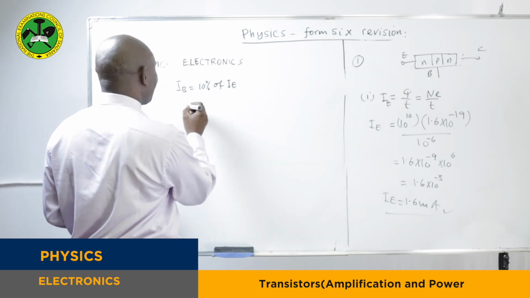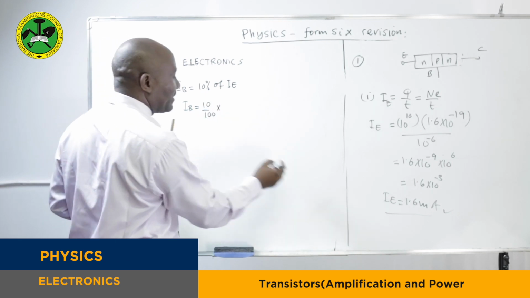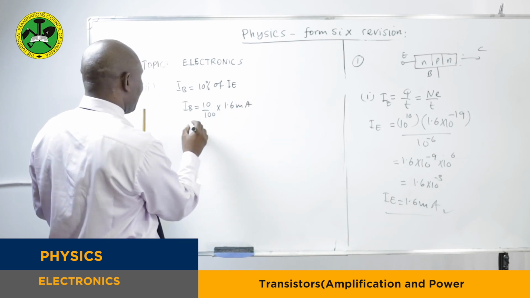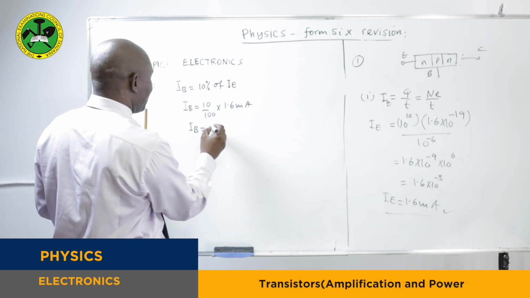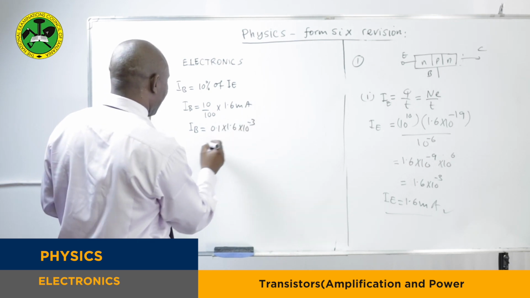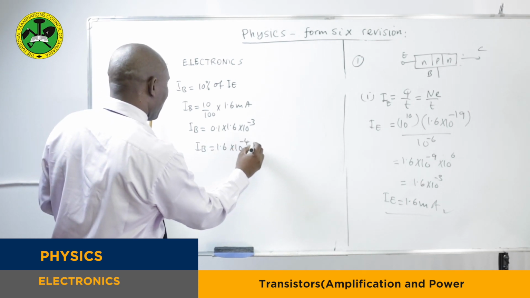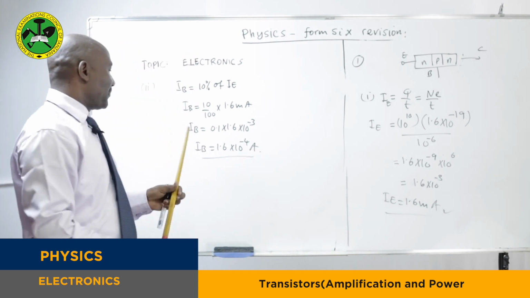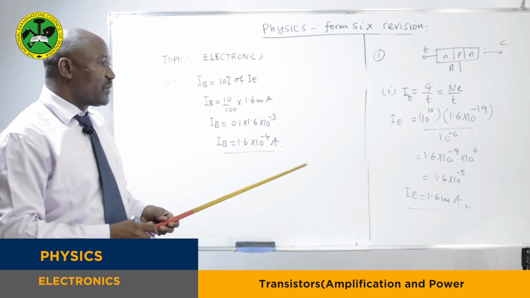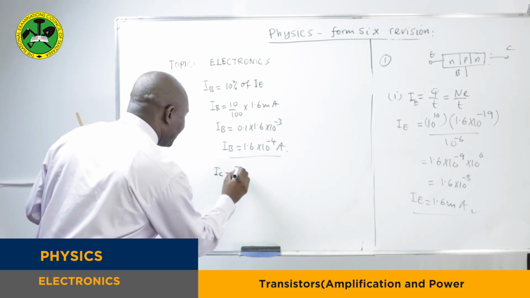So here we have base current equals to 10 over 100 times the emitter current, which is 1.6 milliampere. If you manipulate there, this is 0.1 times 1.6 times 10 to the -3. So the base current here is equal to 1.6 times 10 to the -4 ampere. So we know the base current is 1.6 times 10 to the -4. You can find the collector current. How do you get the collector current? How do you find IC?